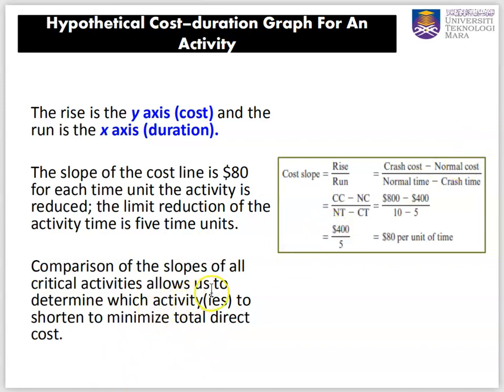Comparison of the slope of all critical activities allows us to determine the activities to shorten to minimize total direct cost. It depends on how steep or how flat the slope is.